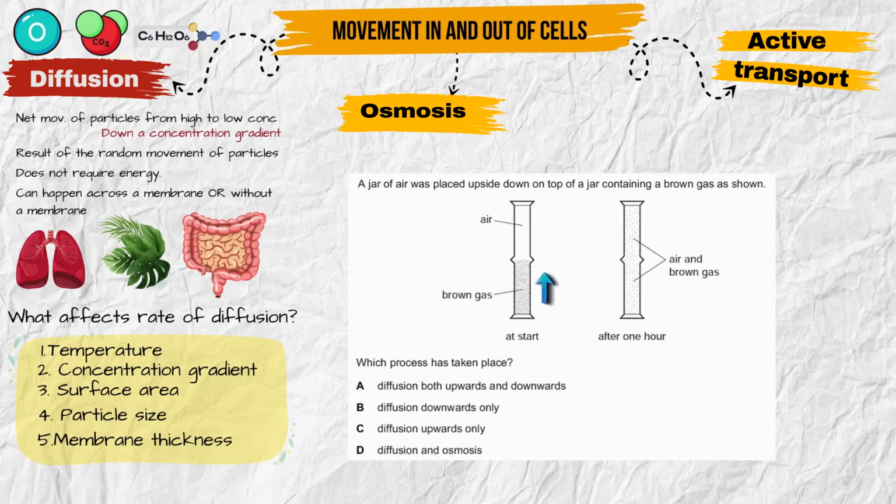Here's what happened. Brown gas moved up from high to low concentration. Air moved down from high to low concentration. So this is diffusion in both directions. Correct answer? A again. Now remember, all these questions come back to one thing: how well you understand the definition.